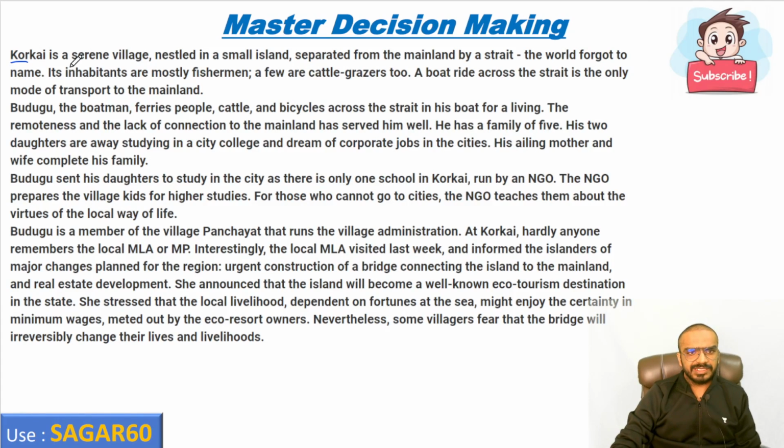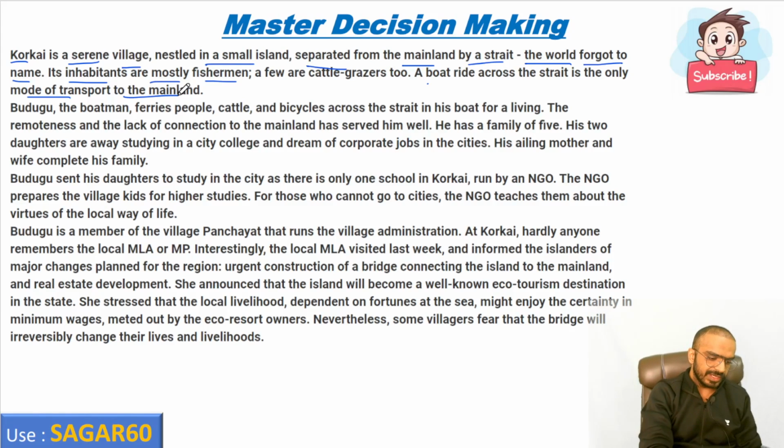Korakai is a serene village, right, in a small island separated from the mainland by a strait the world forgot to name. Its inhabitants are mostly fishermen, a few are cattle grazers too. The boat ride across the strait is the only mode of transport to the mainland. So they can go to the mainland from their village by using only a boat. There is no other mode of transport.